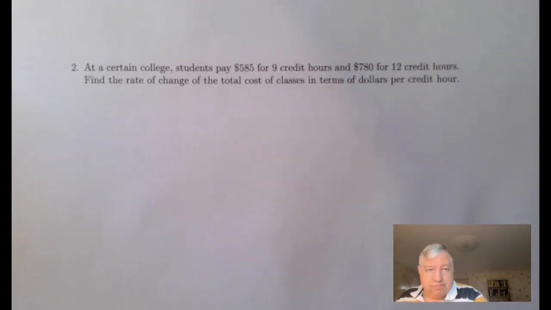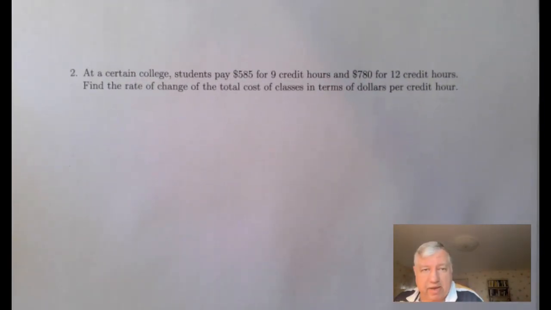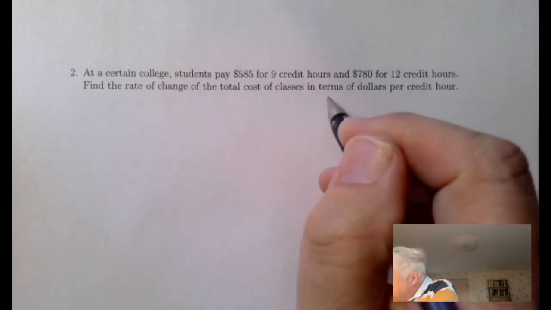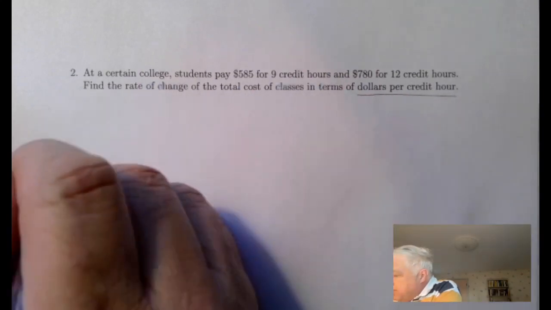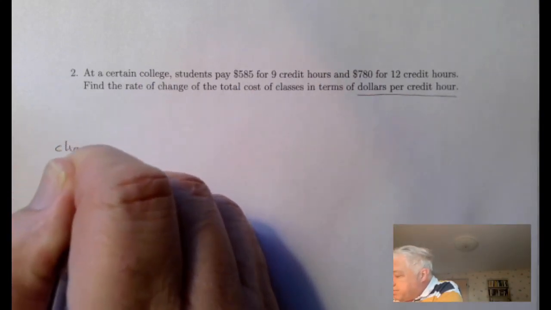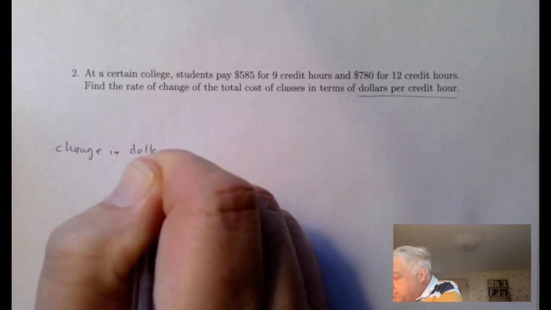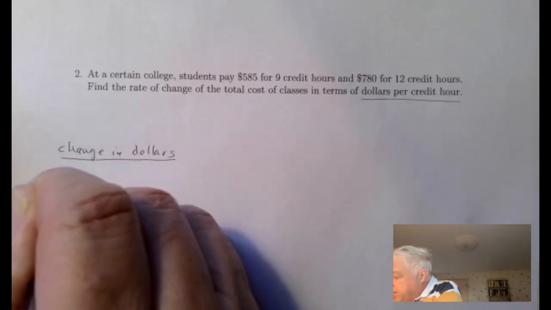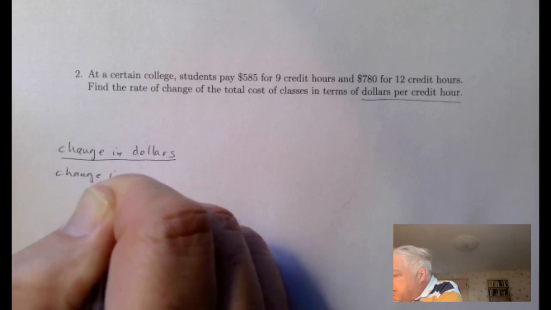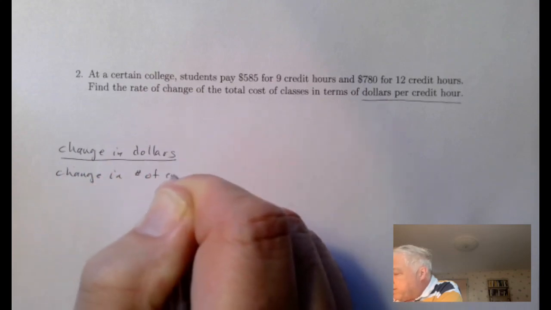Okay, another example. At a certain college, students pay $585 for 9 credit hours and $780 for 12 credit hours. Find the rate of change of the total cost of classes in terms of dollars per credit hour. So we have dollars per credit hour. So we're talking about the change in dollars divided by the change in number of credit hours.